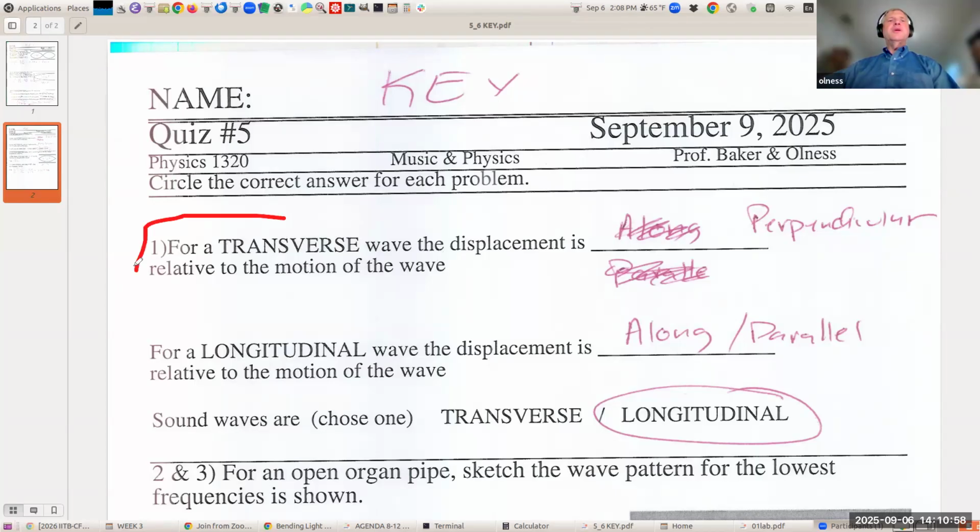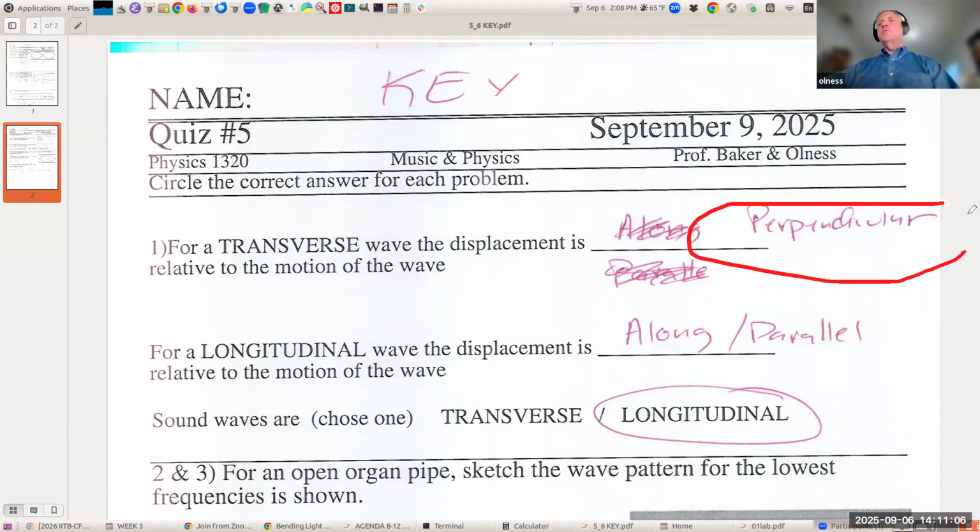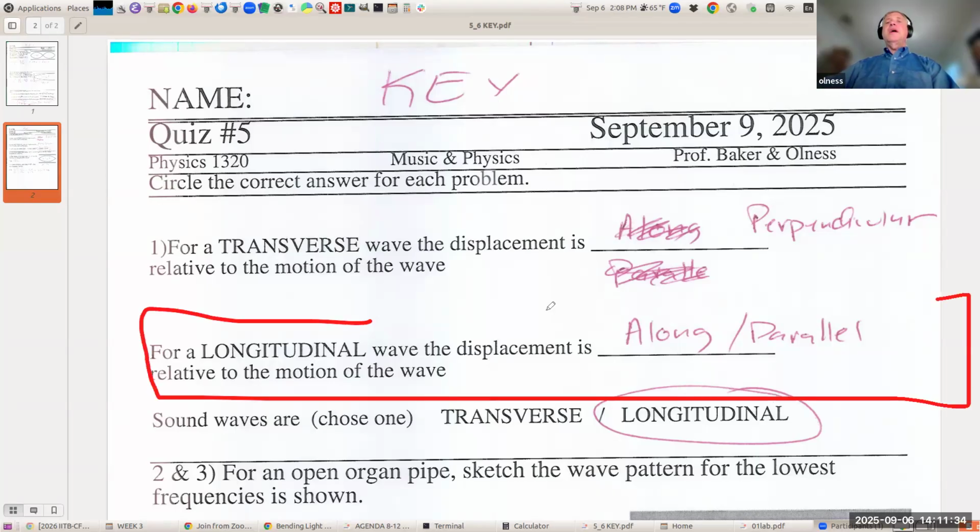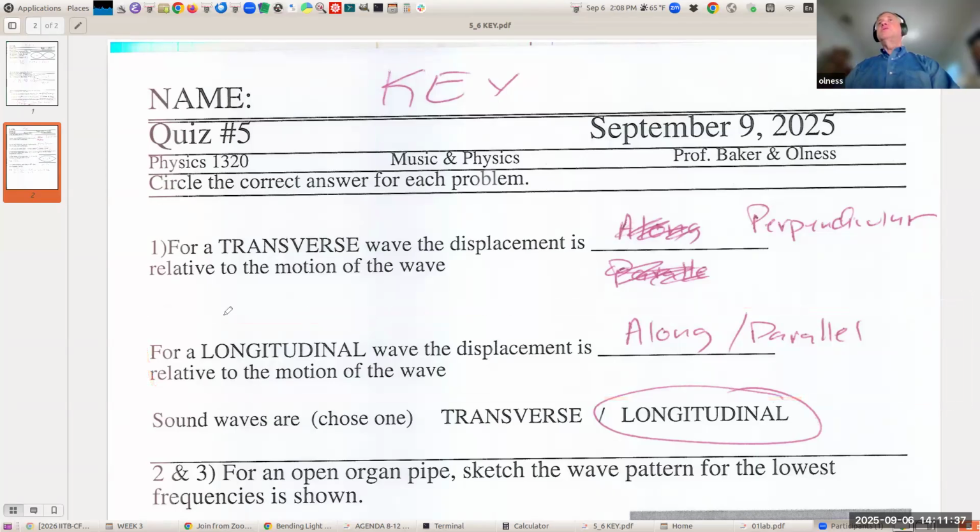Question number 1: for a transverse wave, the displacement is perpendicular to the motion of the wave. And for perpendicular, I'll take any word along that line, it doesn't have to be my wording. When I was wiggling that long spring back and forth, the wave was moving left to right, but the motion of the spring was up and down, perpendicular to the motion of the wave. So a light wave is transverse, a water wave is transverse, but a sound wave is not. A sound wave is a longitudinal wave, and for a longitudinal wave, the motion is along or parallel to the direction.